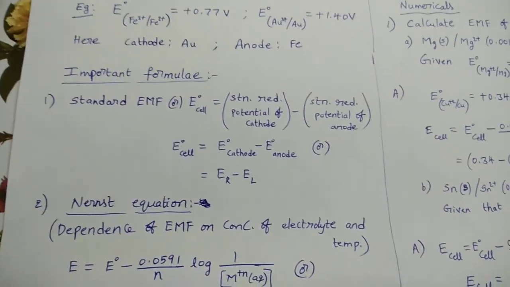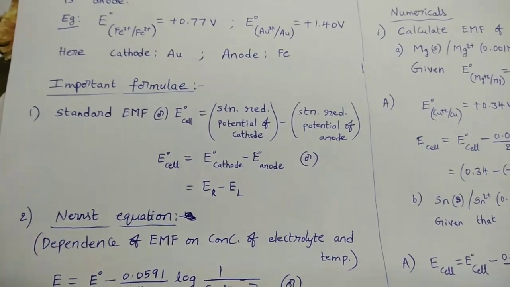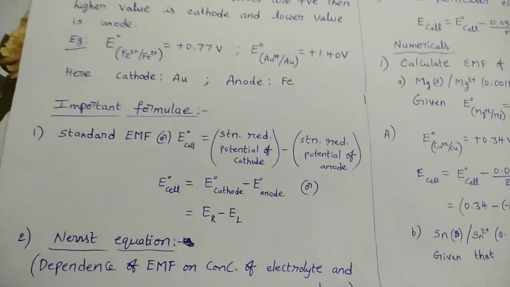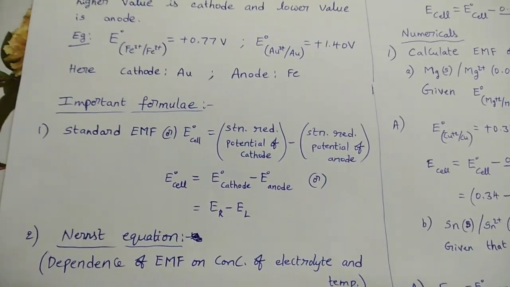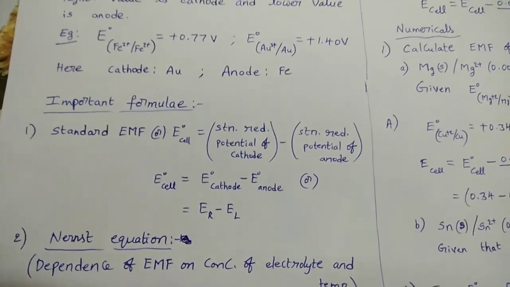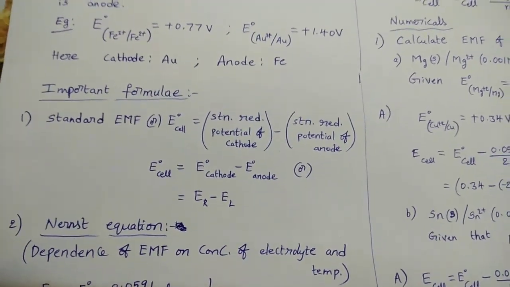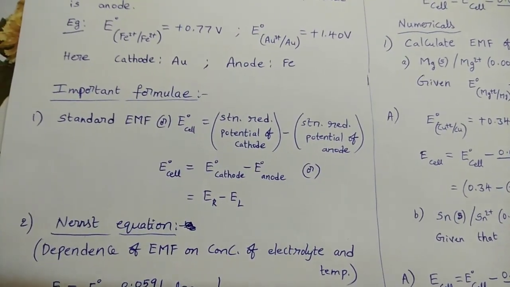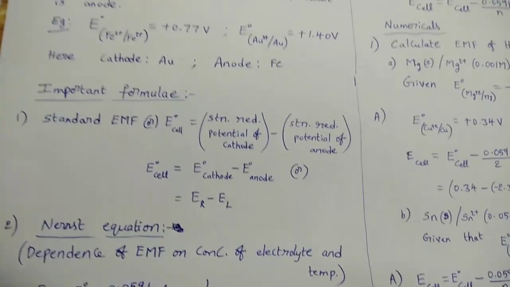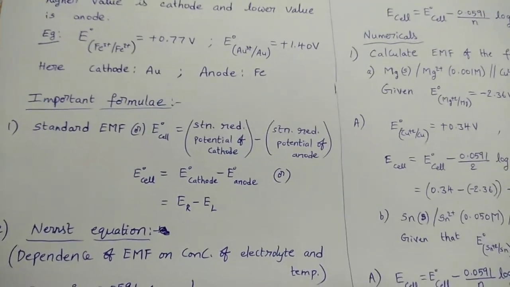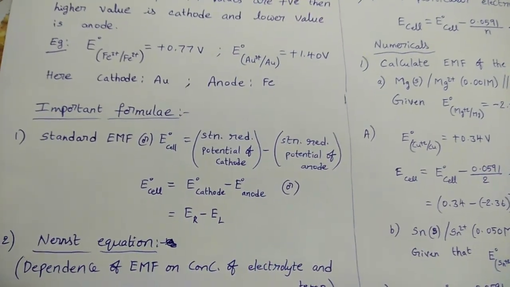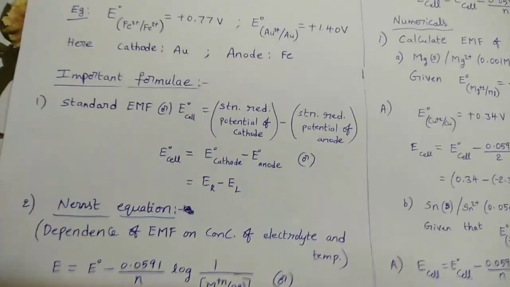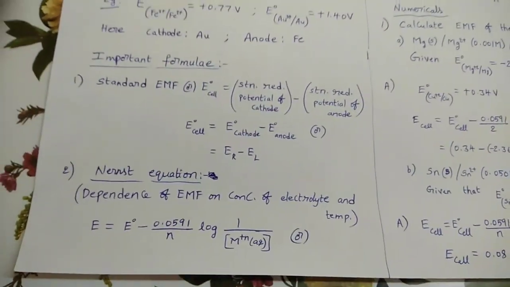That is standard EMF or E naught cell equal to standard reduction potential of cathode minus standard reduction potential of anode, or standard EMF we can also represent E naught cell equal to E naught cathode minus E naught anode, or this formula we can write ER minus EL. ER means electrode potential of the right hand side electrode, and EL means electrode potential of the left hand side electrode. So in this way, based on that, we can write in different ways. Next, Nernst equation.